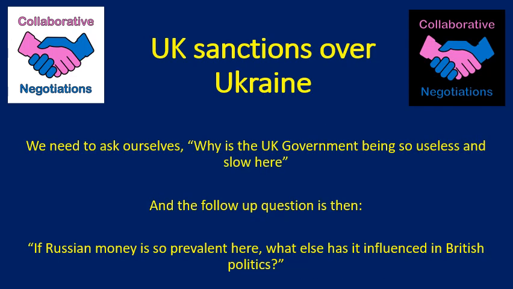So we come to the current political topic of why have UK sanctions over Ukraine been so poor? Why have they been so slow? And an obvious answer could be because the Russian oligarchs have funded the Conservative Party. Or the UK government perhaps doesn't want to dig too much into this. Those questions are being asked by the media at this point in time.